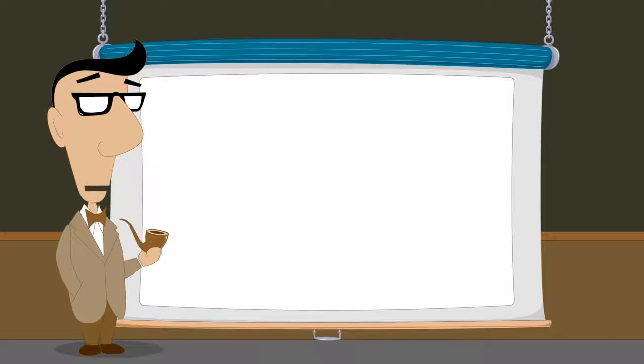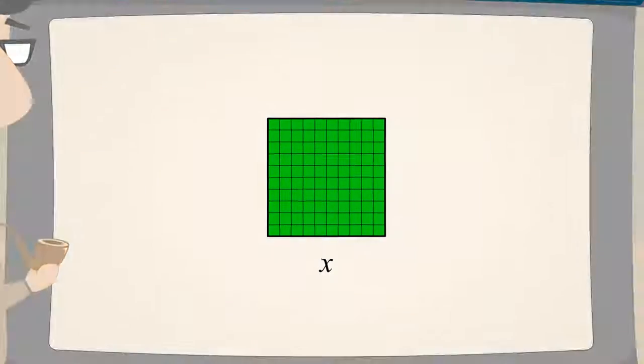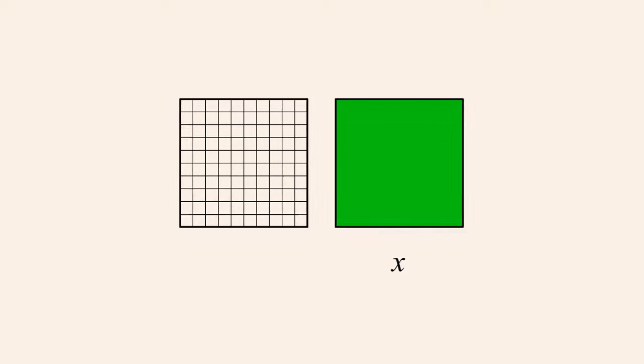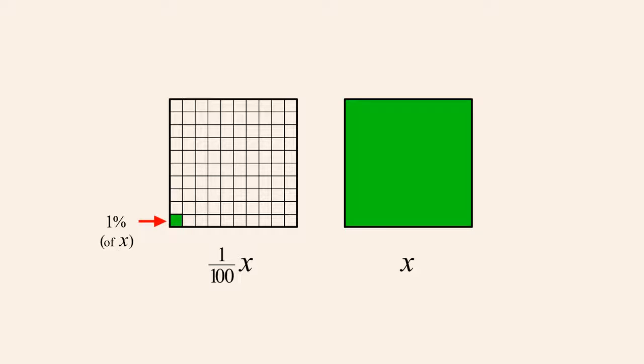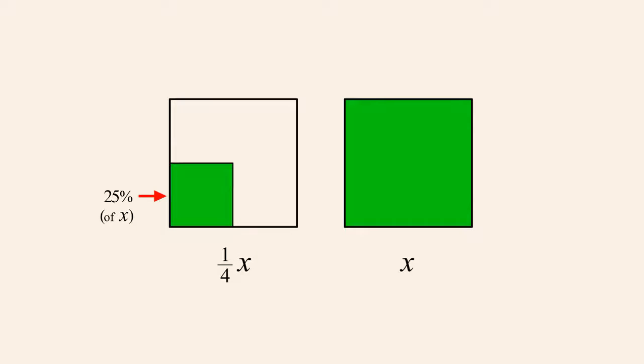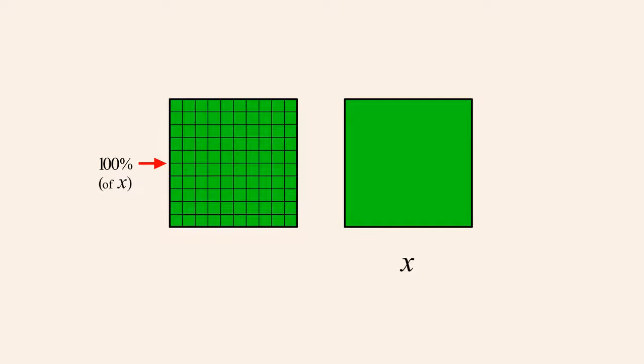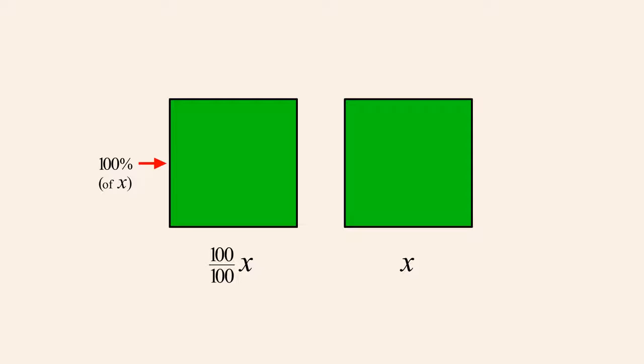To understand percentages visually, let's start with the quantity x, which can be divided into 100 equal divisions. We can visualize 1% of x as 1/100th of x, or 1 division. Likewise, 25% of x is 25 hundredths, or 1/4 of x. 50% of x is 50 hundredths, or 1/2 of x. And 100% of x is 100 hundredths, or the entire quantity x.